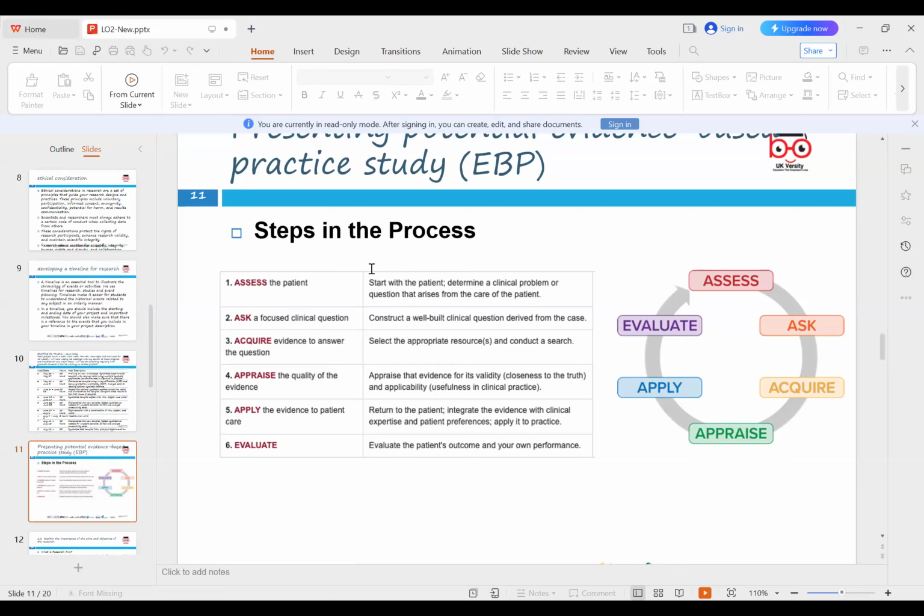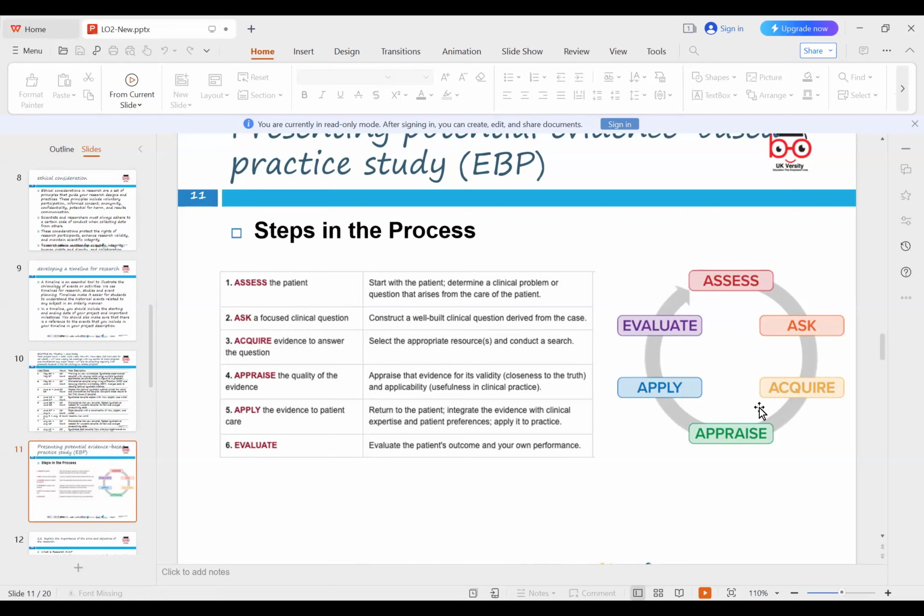The first one is assess the patient. So start with the patient, determine a clinical problem or a question that arises from care of the patient. Let's say it's excess waiting hours or infection control. Then ask a focused clinical question. You construct a well-built clinical question derived from a certain case. So that is your asking.